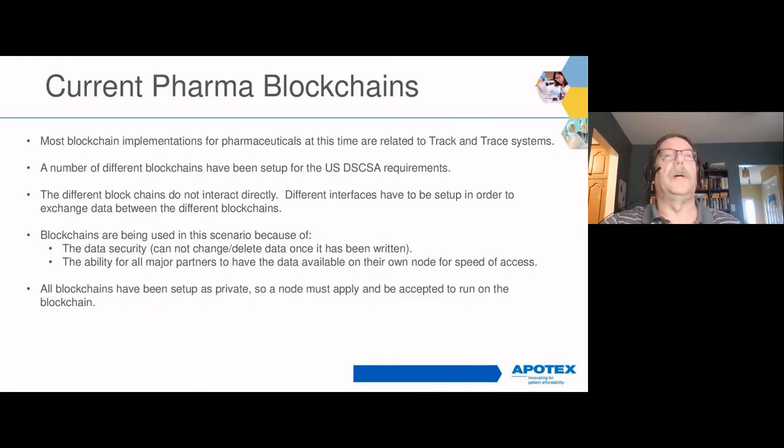And all the blockchains for the track and trace systems have been set up as private. So anyone who wants to run a node must apply to the owner of the blockchain or the membership committee of the blockchain and be accepted before they're allowed to set up a node and connect to the blockchain.